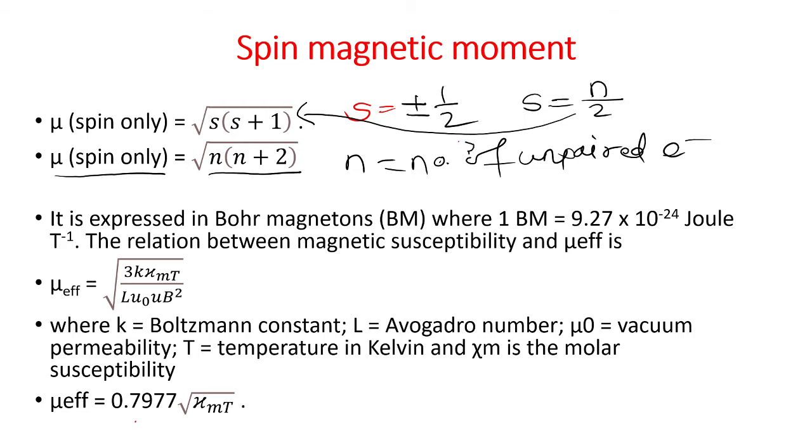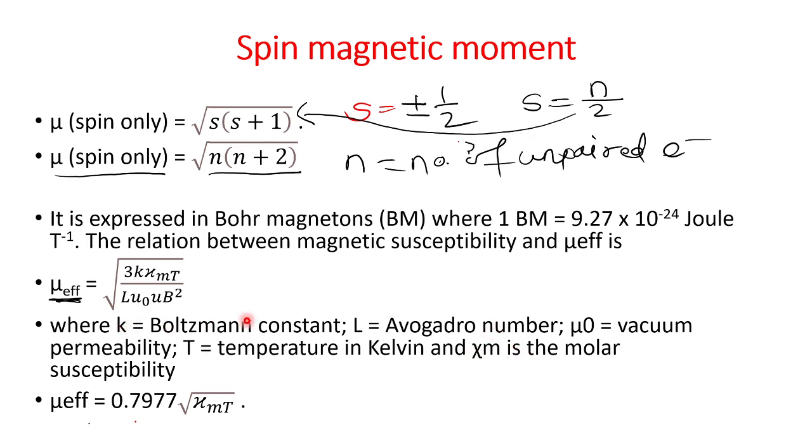So we can determine the magnetic moment by using the magnetic susceptibility. The relation between the molar magnetic susceptibility and the total magnetic moment, or mu effective, is equal to under root of 3 k xm T divided by L mu naught mu B square, where k is the Boltzmann constant, L is Avogadro's number, mu 0 is the vacuum permeability, T is the temperature in Kelvin, and xm is the molar susceptibility.